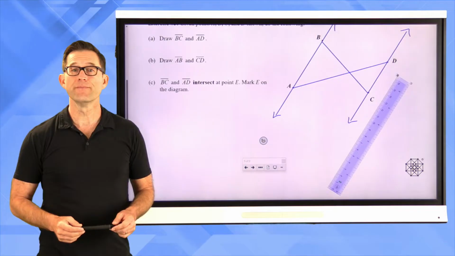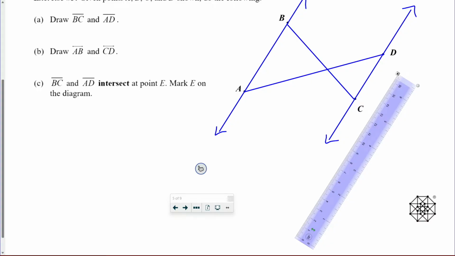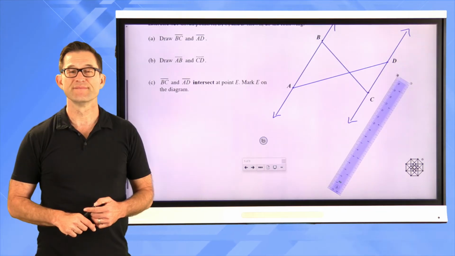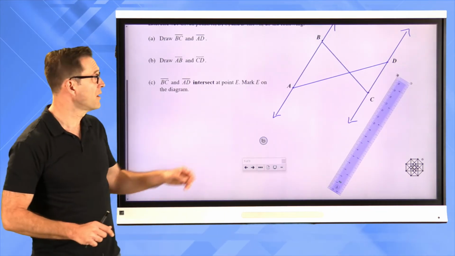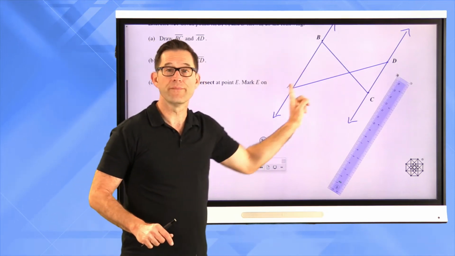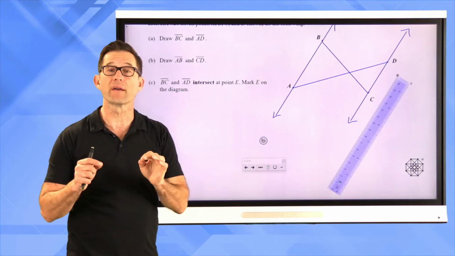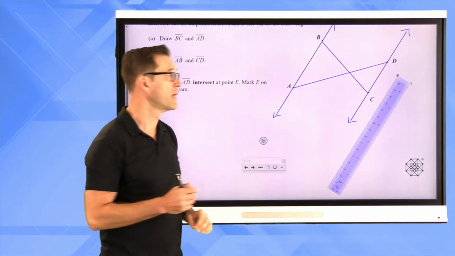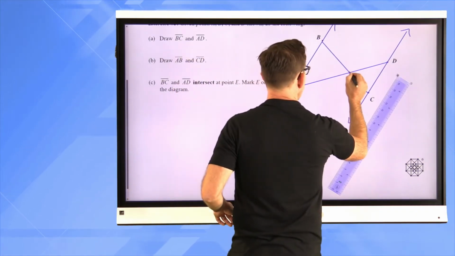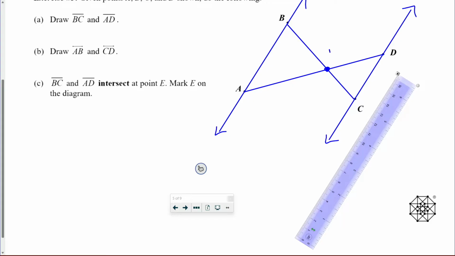Finally, letter C. BC and AD intersect at point E. Mark point E on the diagram. All right. Well, it's simple enough, right? BC and AD intersect, meaning that they have a common shared point. Right? And that shared point is right here.